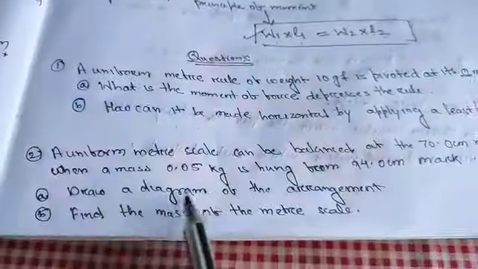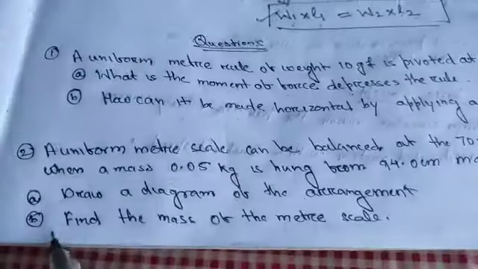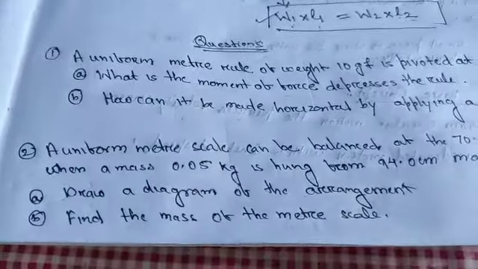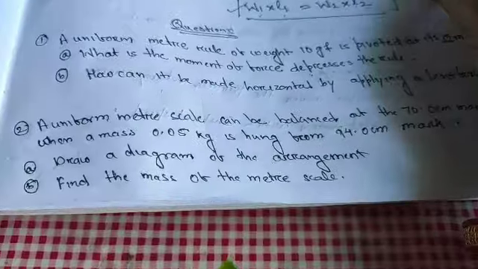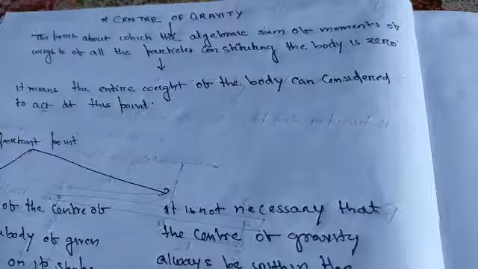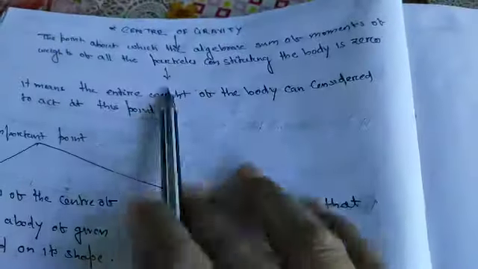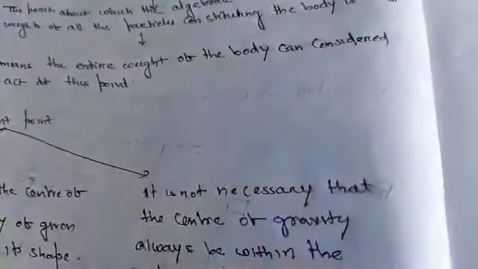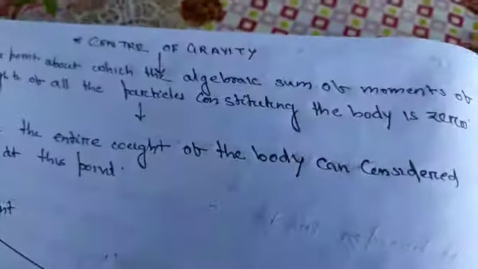First part is to draw a diagram of the arrangement. Second is to find the mass of the meter scale. If you have any doubt in this problem, I can solve it afterward, but first you try. Now I will move to the concept of center of gravity. What do you mean by center of gravity? Let us check it out.